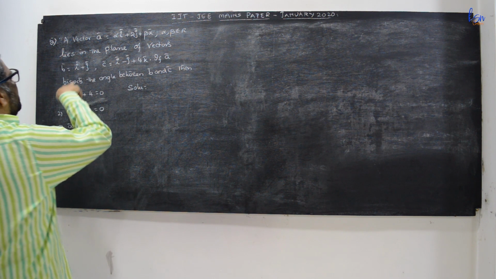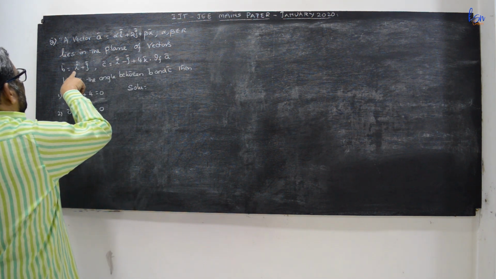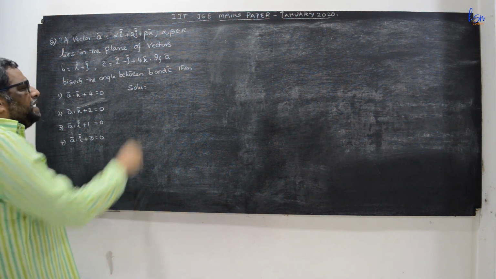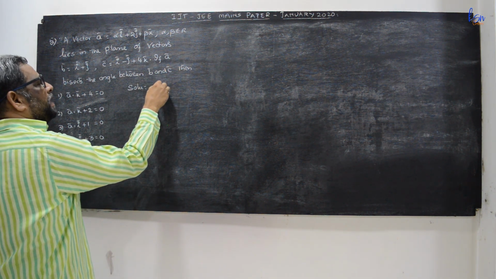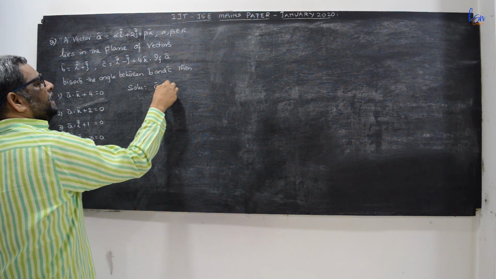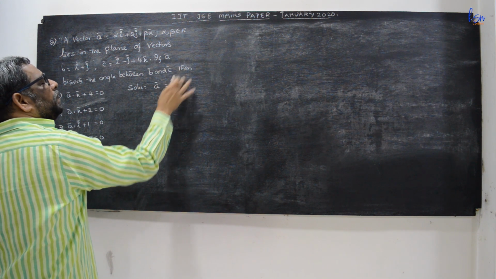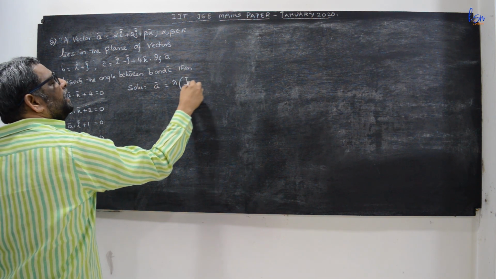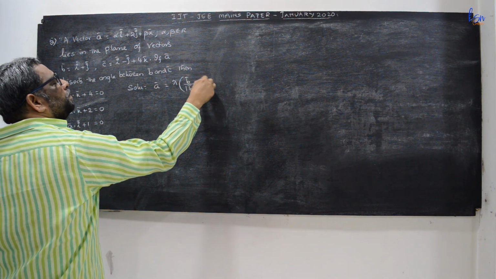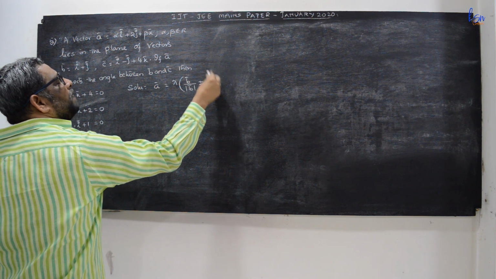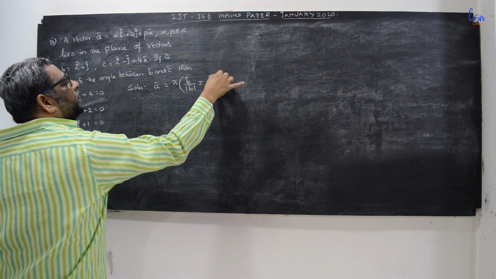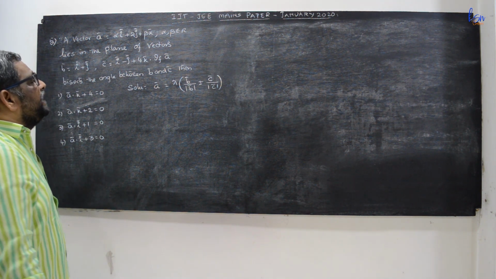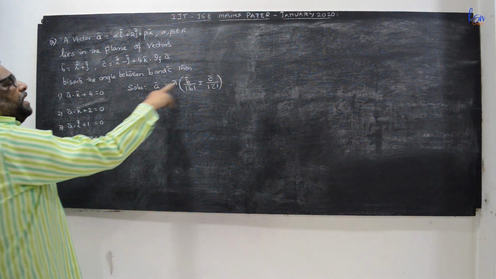It is given that a bar bisects the angle between b bar and c bar. That is, a bar is the angular bisector of b bar and c bar. It can be taken as a bar is equal to lambda into (b bar by mod b bar plus or minus c bar by mod c bar). One sign will denote the internal angular bisector and the other will denote the external angular bisector. So a bar is equal to this.